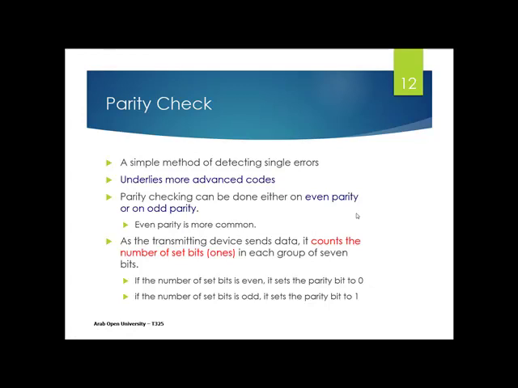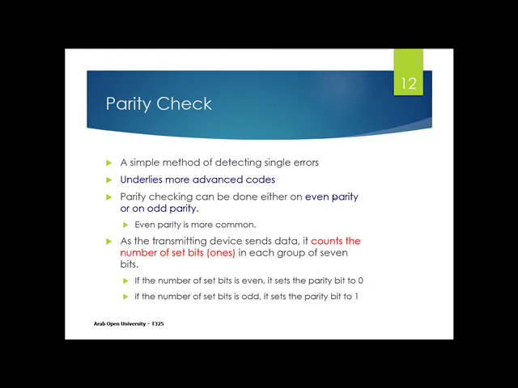However, even though it is simple and the number of errors is very limited, which is a 1-bit error, which is not commonplace, the parity check is a fundamental part of more advanced codes, and one of the examples we're going to see is the Hamming code that we're going to address later on. So the parity check is done either on odd parity or even parity, and most commonly we are using the even parity. How does it work?